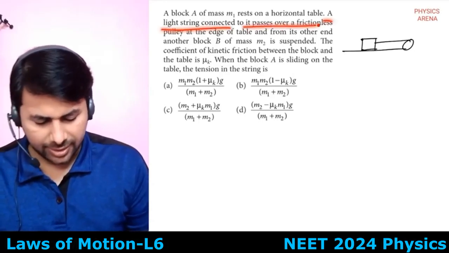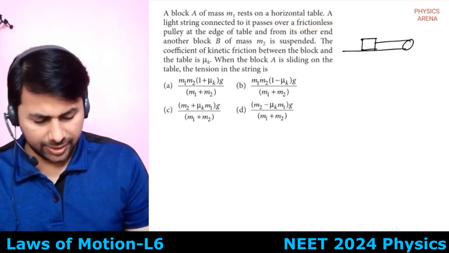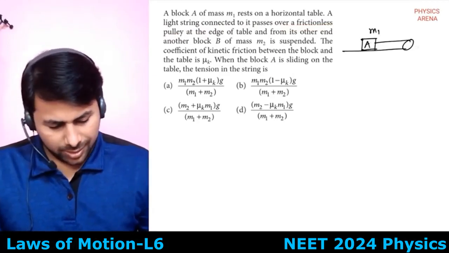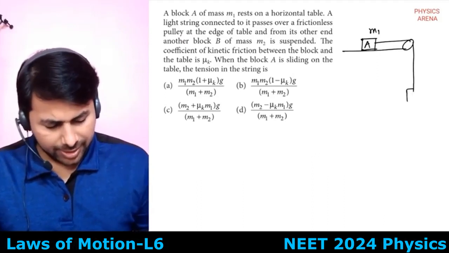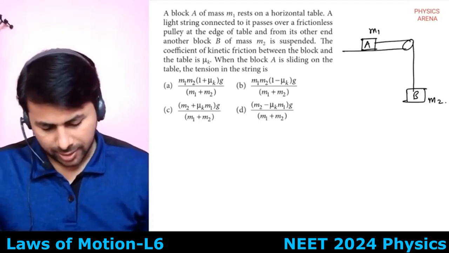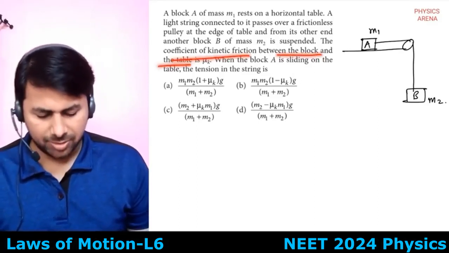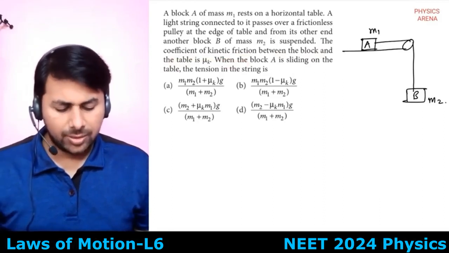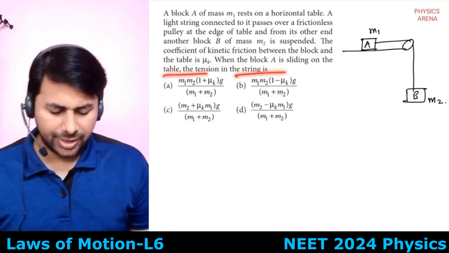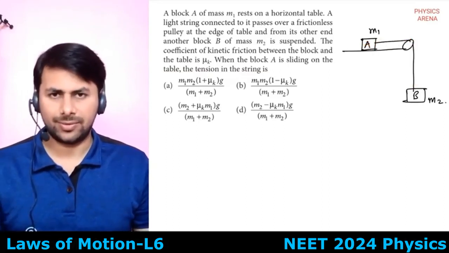A light string connected to it passes over a frictionless pulley. So this is A, its mass is m1, and there is another mass suspended. So this is B, its mass is m2. The coefficient of kinetic friction between the block and the table is mu k. When the block A is sliding on the table, the tension in the string is. Now you want to find out the tension in the string.